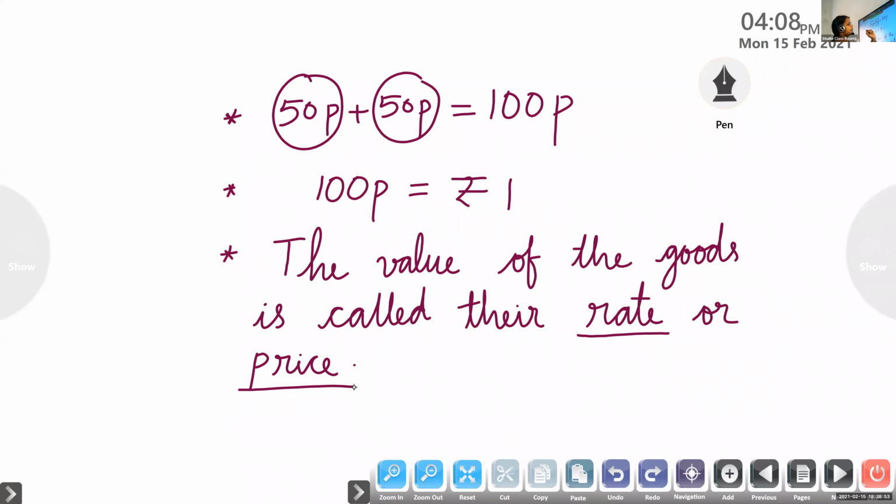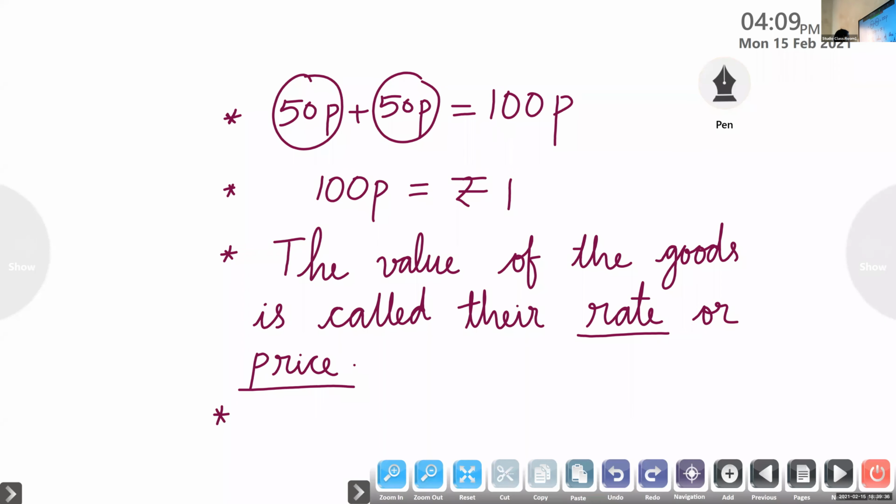P-R-I-C-E, price. The value of the goods is called their rate or price.